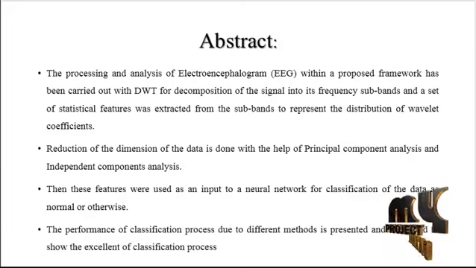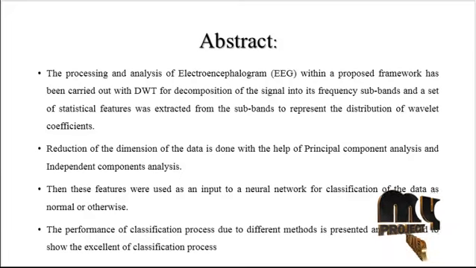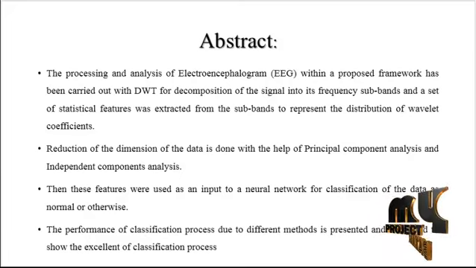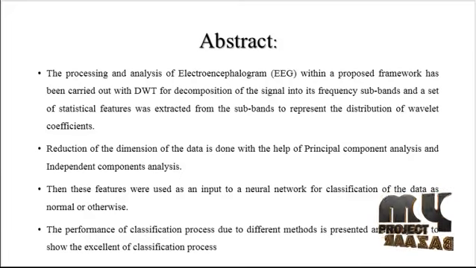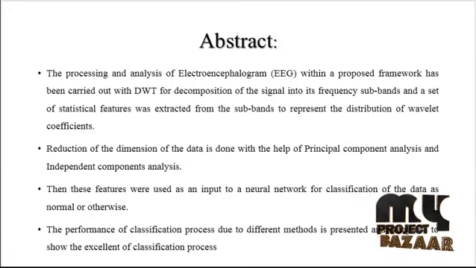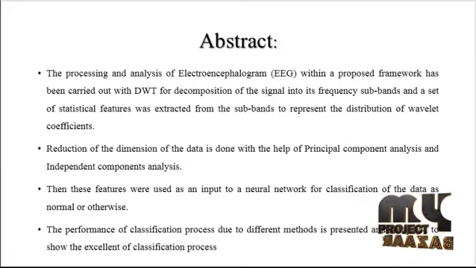Now we are going to discuss the abstract of the process. The processing and analysis of EEG within the proposed framework has been carried out with DWT, the discrete wavelet transform, for decomposition of the signal into frequency subbands, and a set of statistical features was extracted from the subbands to represent the distribution of wavelet coefficients. Then the dimension of the data is reduced with the help of PCA, the principal component analysis, and then ICA, the independent component analysis.